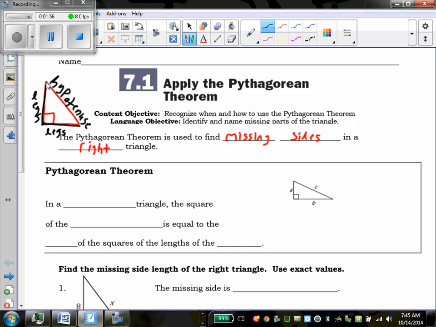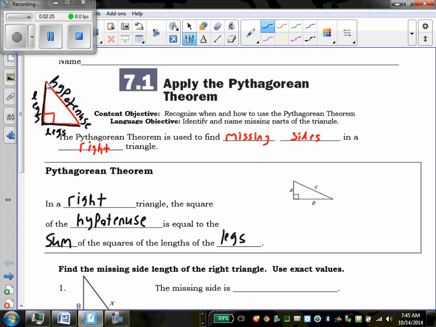So, the Pythagorean theorem itself allows us to make a connection between the legs and the hypotenuse. In a right triangle, again, has to be a right triangle, the square of the hypotenuse is equal to the sum or addition of the squares of the lengths of the legs.